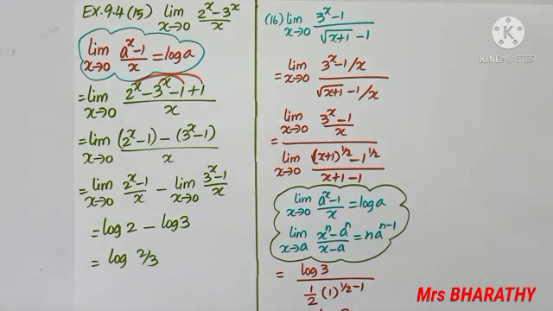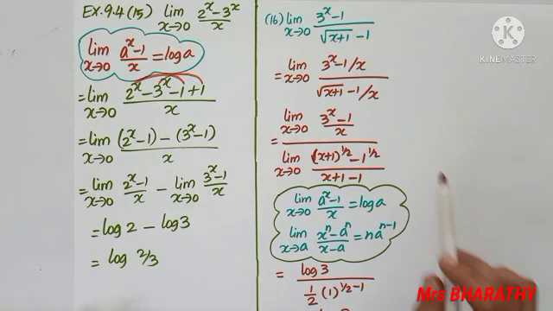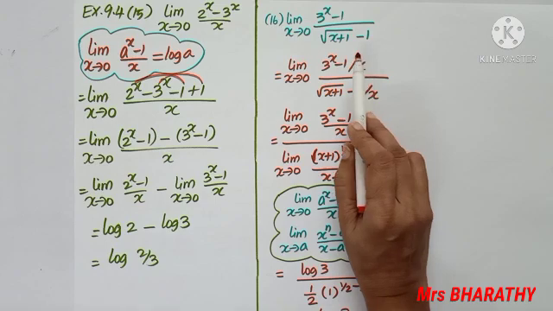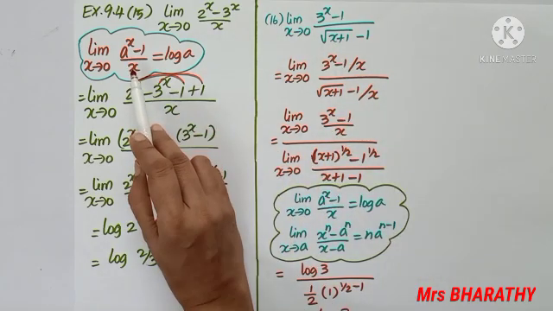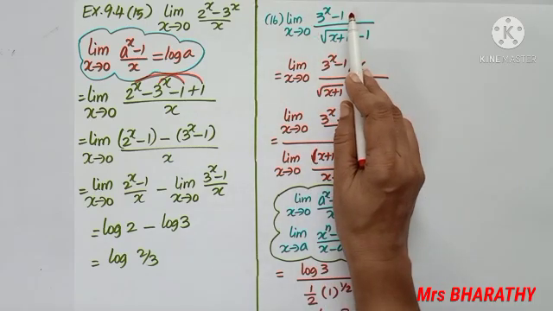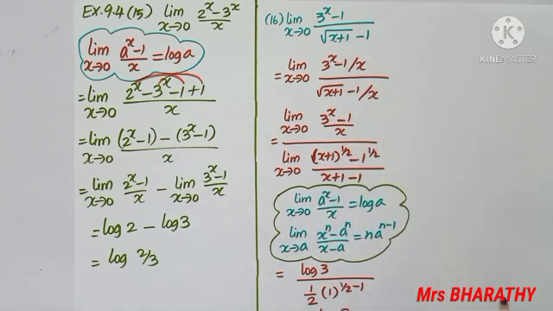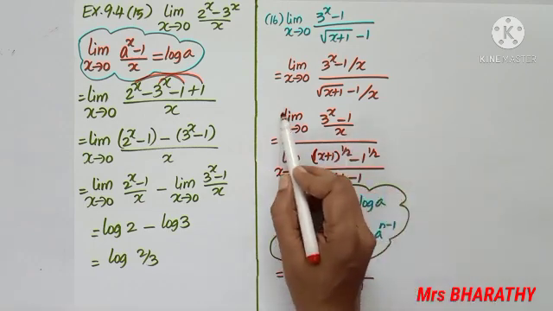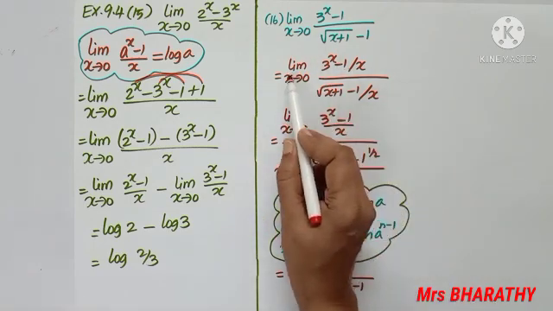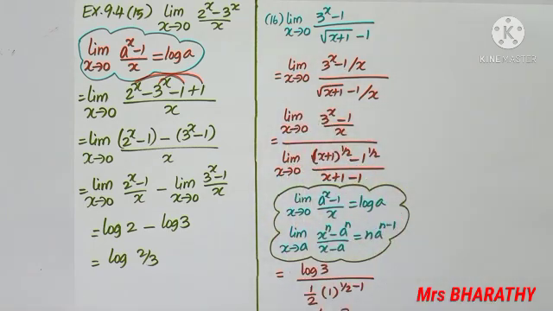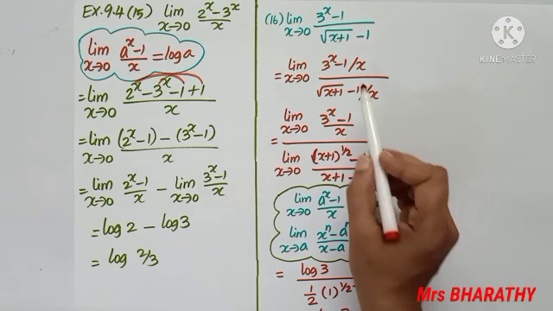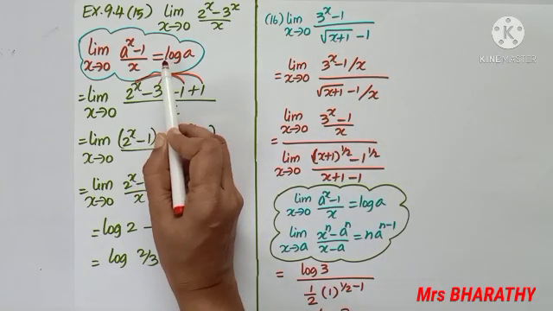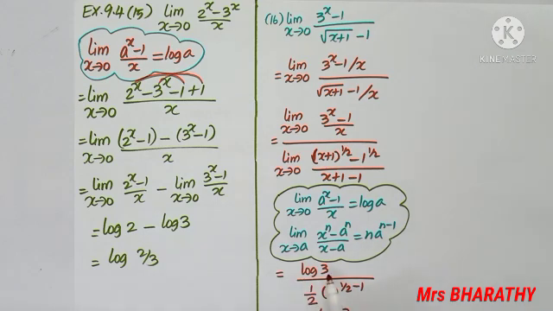Question number 16. Limit x tends to 0, 3 power x minus 1 by root of x plus 1 minus 1. Again we recall this formula, I want by x. So let us divide by x in the numerator as well as denominator. In the numerator I can put the limit separately, and for the denominator we put the limit separately. Numerator, as I apply the formula, it reduces to log 3.